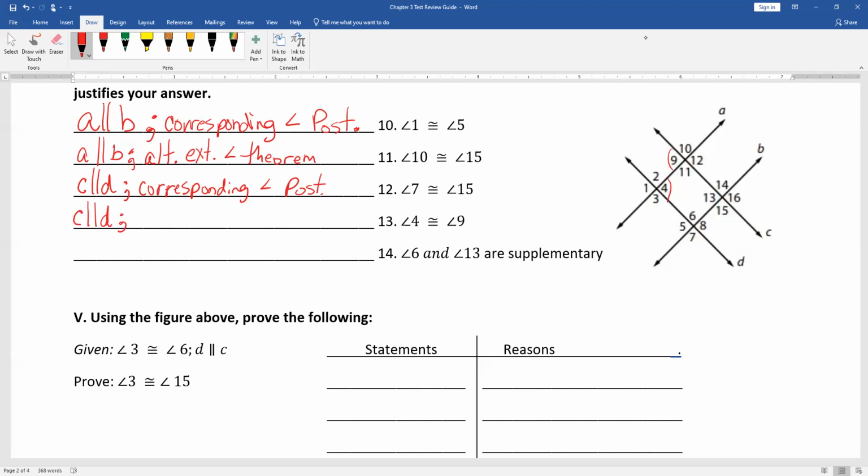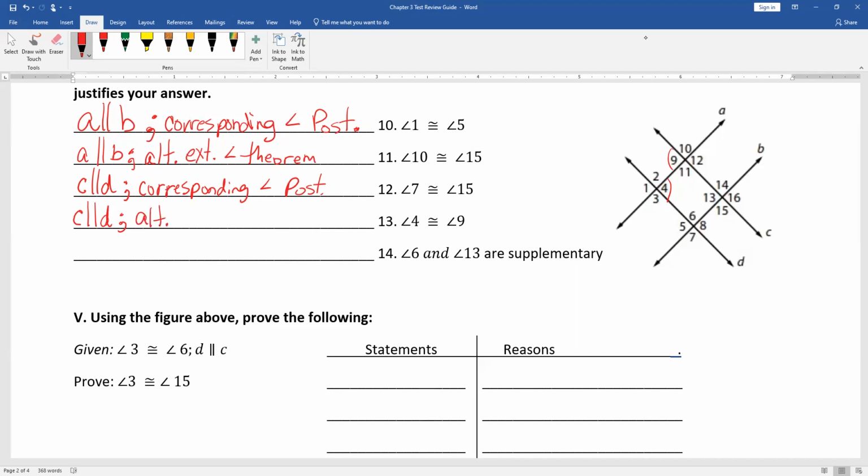Those are not L's between my A and my B and my C and my D. Those are the symbol for parallelism. All right, so what theorem or postulate proves that? What are angle 9 and angle 4? Are they on the same side of your transversal or opposite sides? Right, so they're alternating.